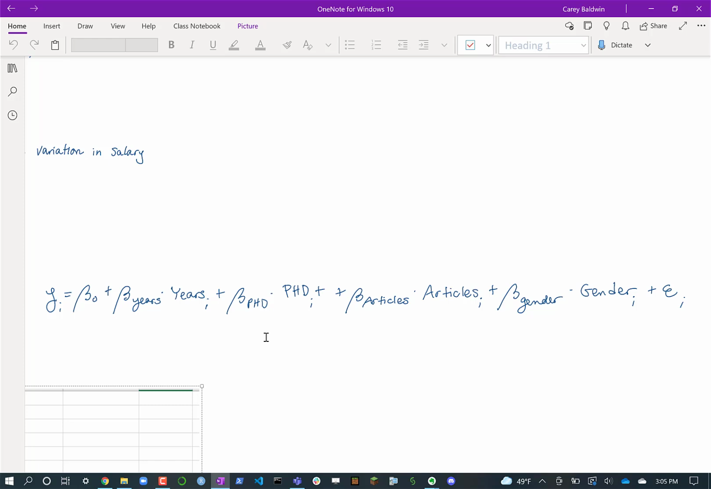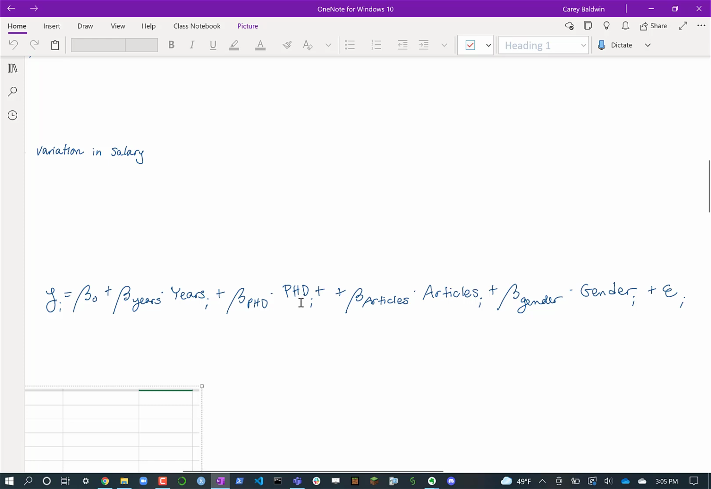So for example, let's just take a look at two of these. Beta underscore years, right? Beta for the years variable is measuring the change in the predicted salary for each additional year of service. We would expect that value to be positive, right? We'd expect that for each year of service, an instructor can expect to make a slightly higher salary.